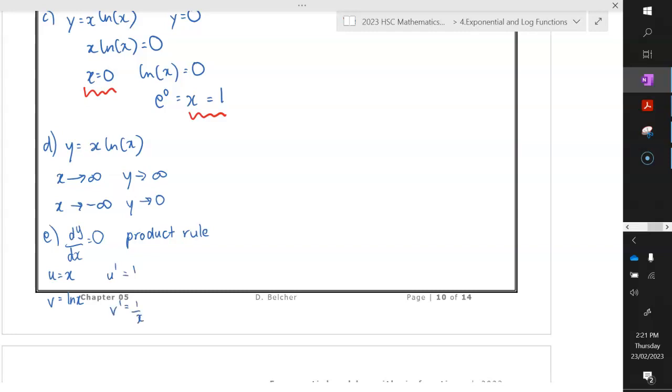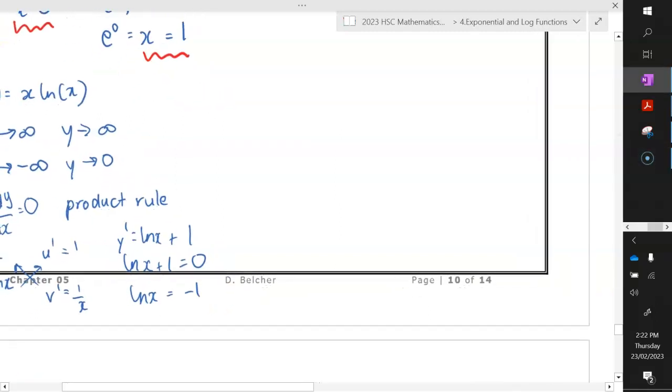So using our product rule, we're going to multiply across those. We're going to have v du dx, which is going to be, let's call that y dash, ln of x, plus u dv dx, which is x over x, which is 1. So we're going to have log of x plus 1 is going to be our first derivative. But we want to find the stationary points, and stationary points happen when that first derivative equals 0. So we want ln of x plus 1 equal to 0. Log of x is equal to minus 1. So we need to find a value for x there.